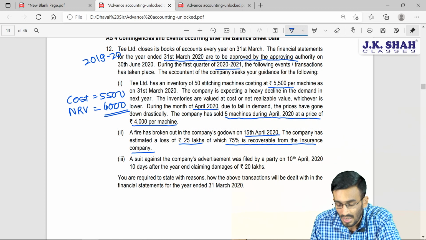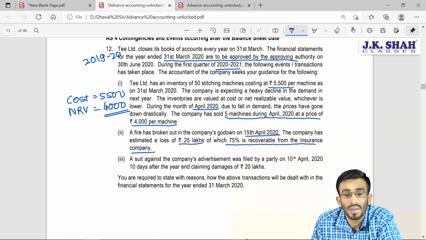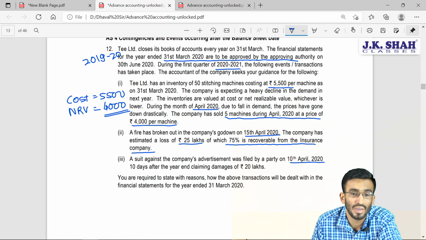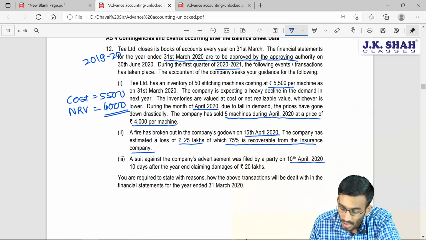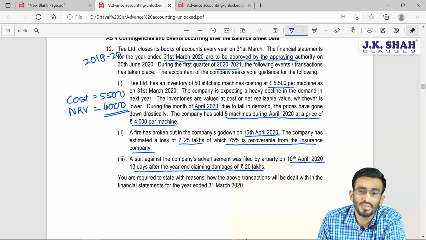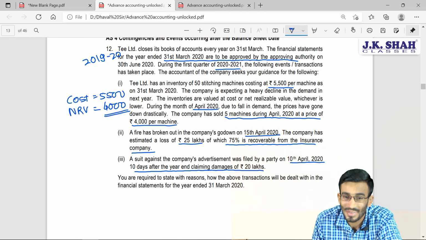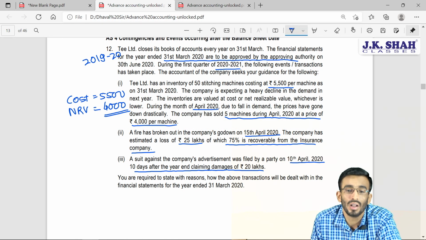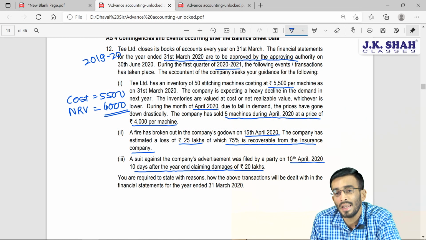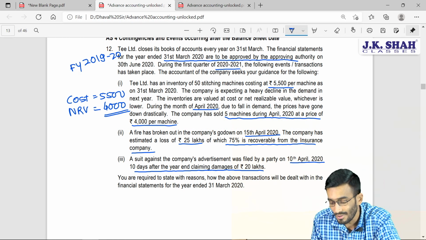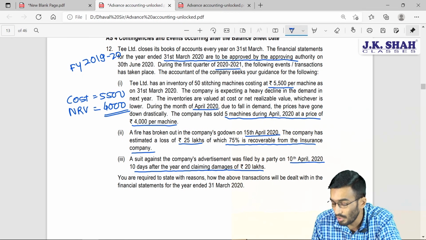Point number 3. A suit against the company's advertisement was filed by a party on 10th of April. Okay, the case was filed by the party on 10th of April, 10 days after the year end, claiming damages of 20 lakhs. So basically this is a contingent liability, but for a contingent liability also, the contingency should exist on 31st March. Here in this example, there was no contingency existing on 31st March. So definitely this will not be recorded in our books of accounts for the financial year 19-20. So this will be recorded in the next financial year only.